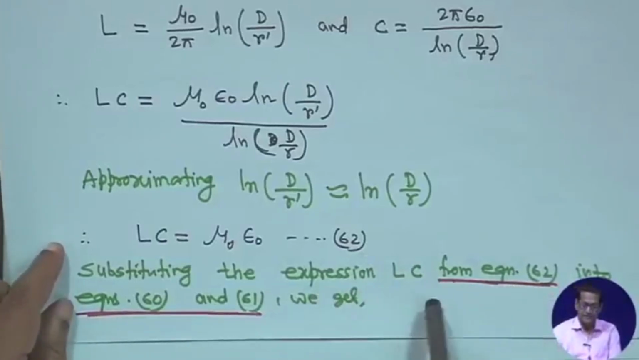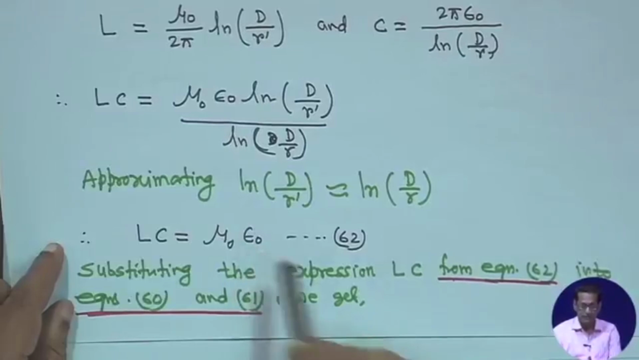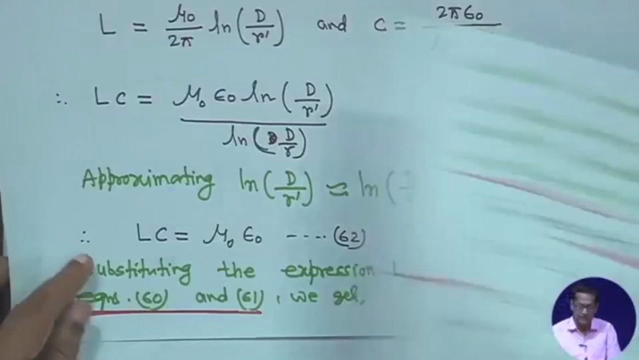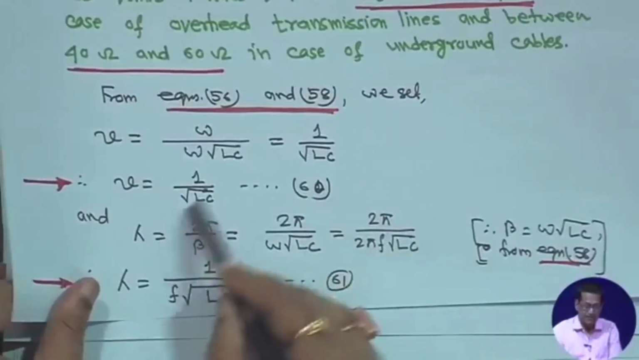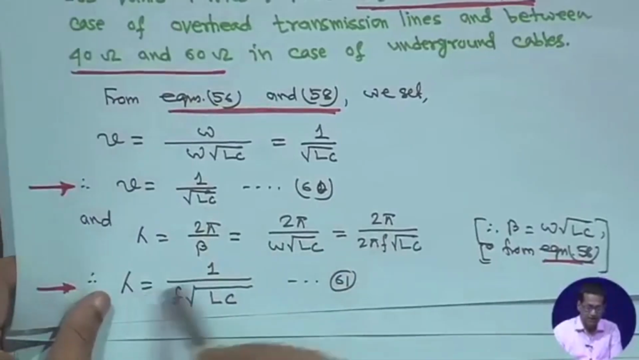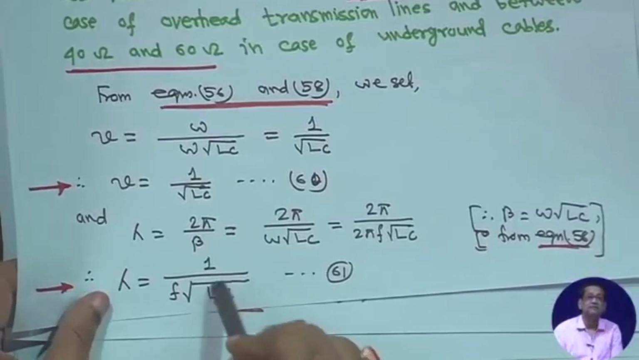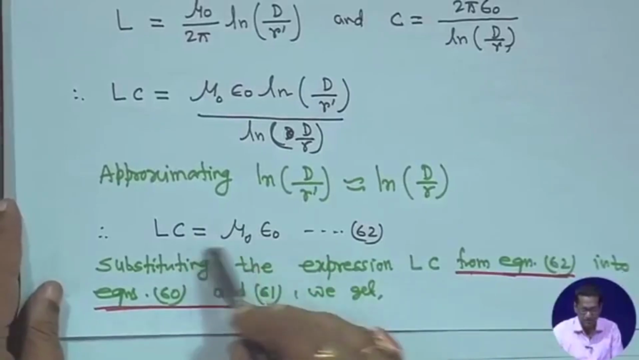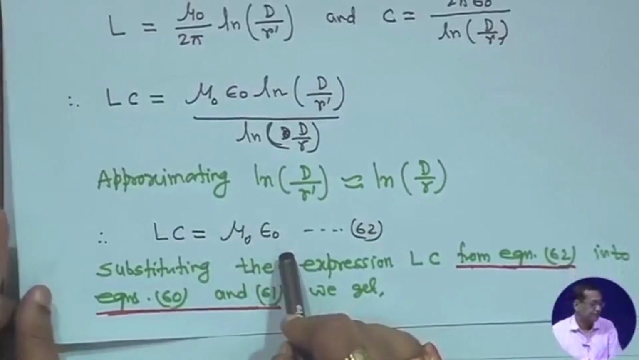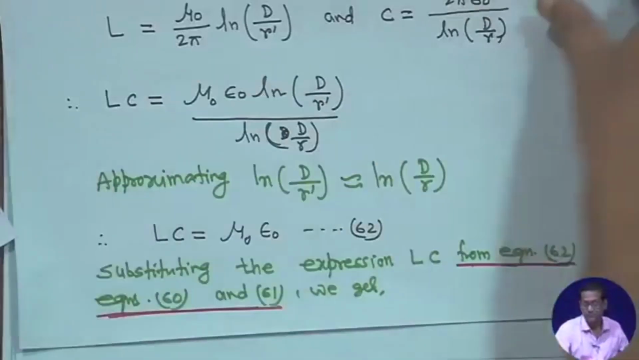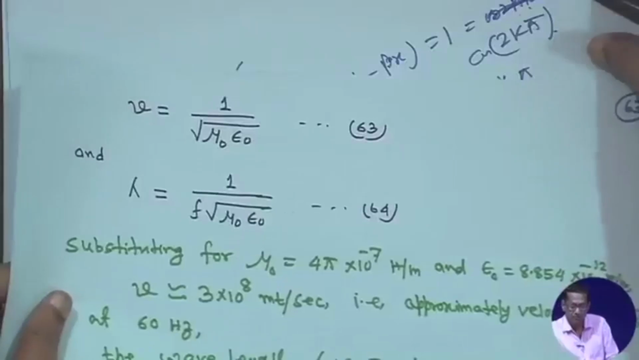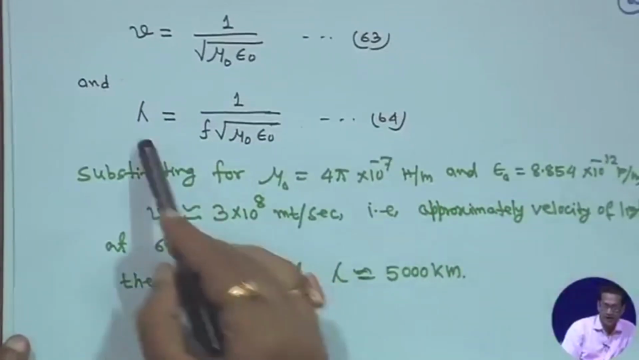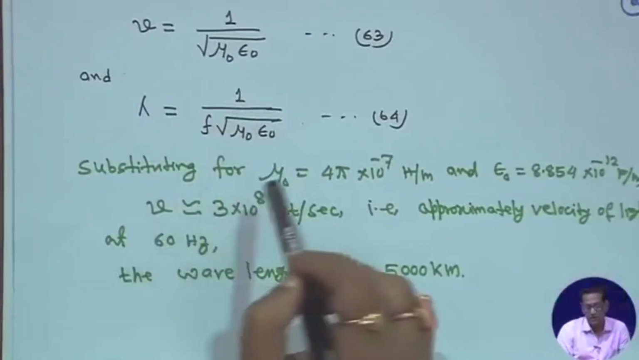So, substituting this expression of L C from equation 62 into equations 60 and 61, that is, in equation 60, V is equal to 1 upon root over L C, and in 61, lambda is equal to 1 upon f root over L C, with L C equal to mu 0 epsilon 0. If you do so, then V will become 1 upon root over mu 0 epsilon 0 and lambda will become 1 upon f root over mu 0 epsilon 0.